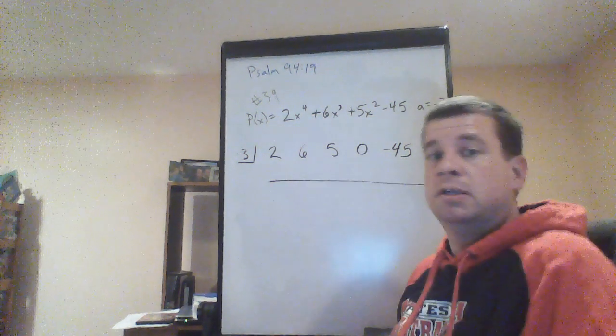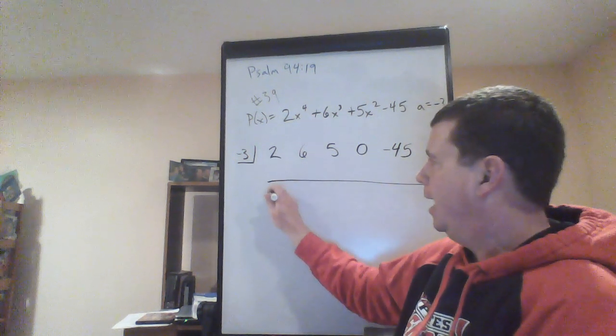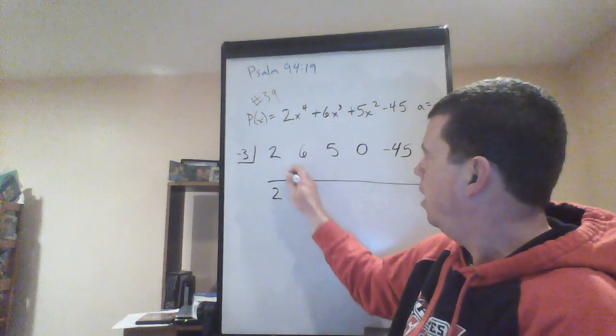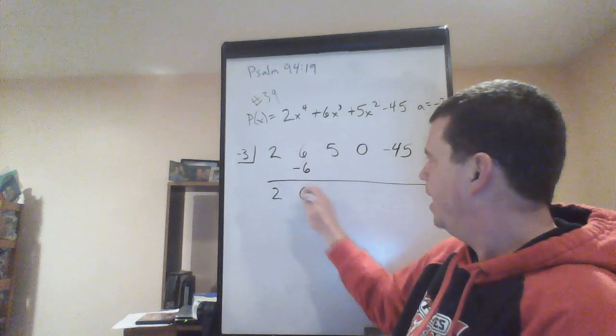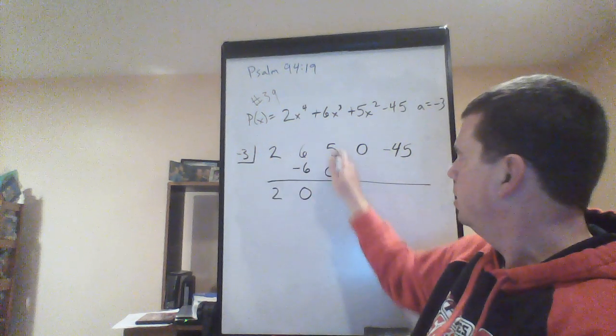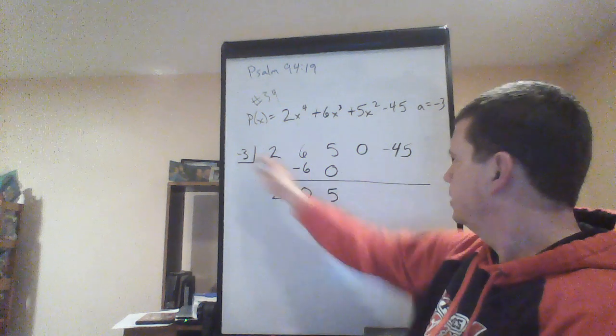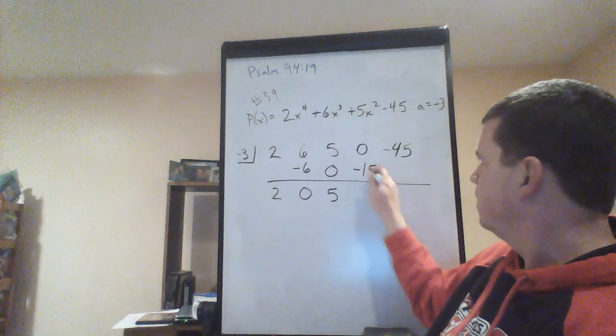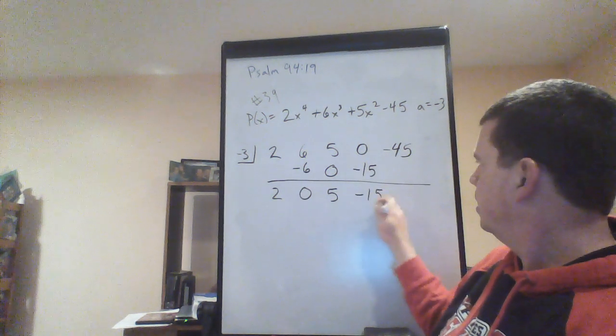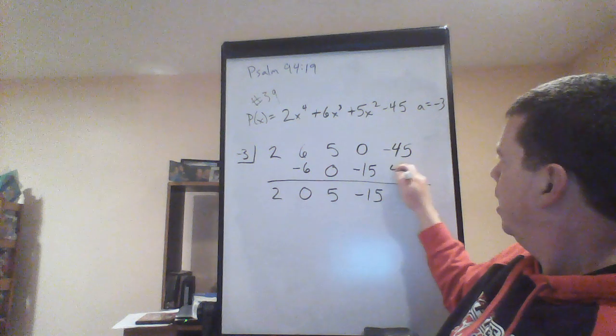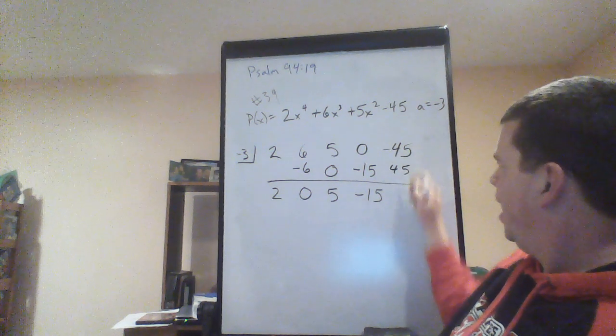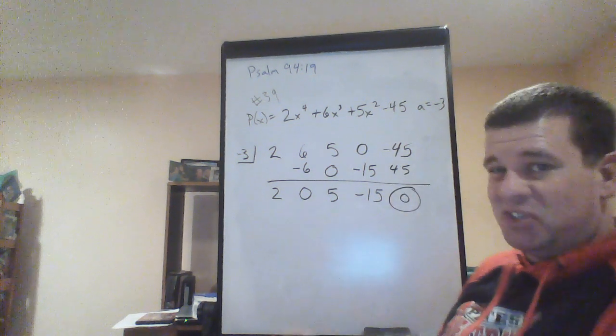So now here we go with synthetic division. I add and then multiply. I add and then I multiply, and so on, until finally I add. All right, so I'm getting an answer of 0.